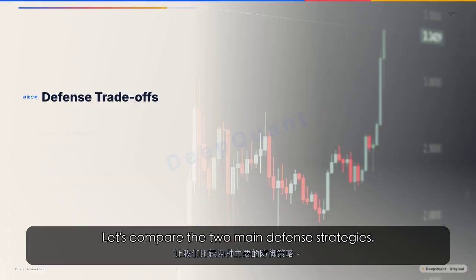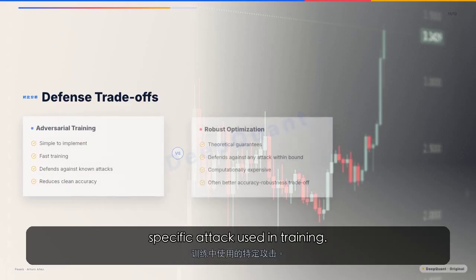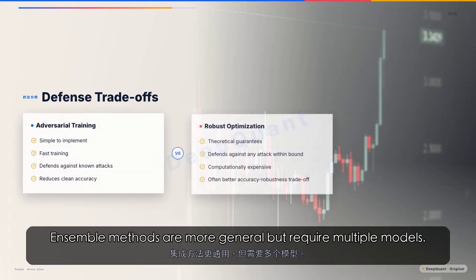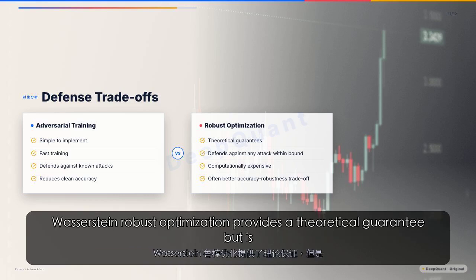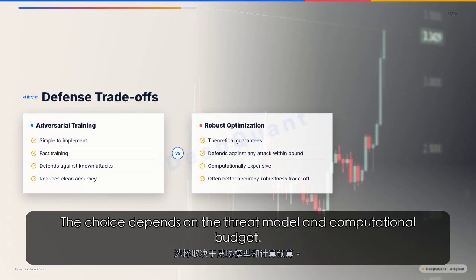Let's compare the two main defense strategies. Adversarial training is simple and fast, but it only defends against the specific attack used in training. Ensemble methods are more general but require multiple models. Wasserstein robust optimization provides a theoretical guarantee but is extremely slow. The choice depends on the threat model and computational budget.